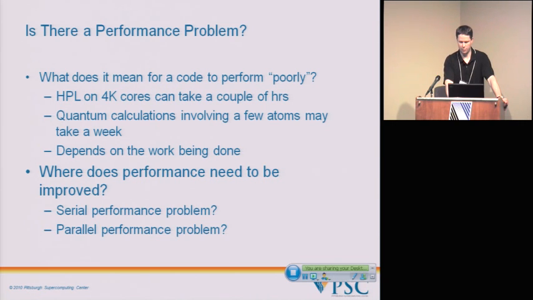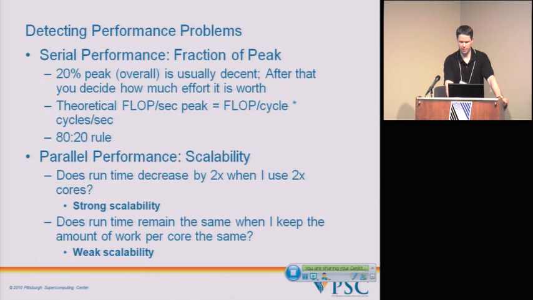And where is the problem? First and foremost, is there a significant problem when you run it in serial, running on the hardware efficiently in serial? And then you can start assessing how it's doing in parallel. So for serial performance, a very rough estimate of getting an idea of how your code is running in serial is to look at the fraction of the theoretical peak floating point performance that your code is getting when it runs in serial.